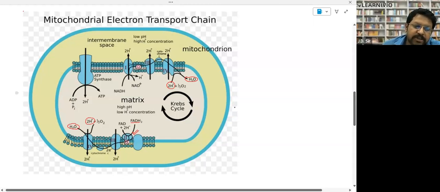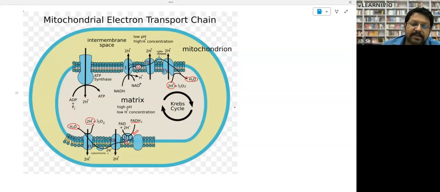These two electrons reach complex number 1. What are these complexes? They are protein complexes, right? And these complexes are present in the inner membrane of mitochondria. This is the outer membrane, this is the inner membrane, and this is the matrix of the mitochondria, right? Between the outer and inner membrane, there is an intermembrane space. This is the space between two membranes.